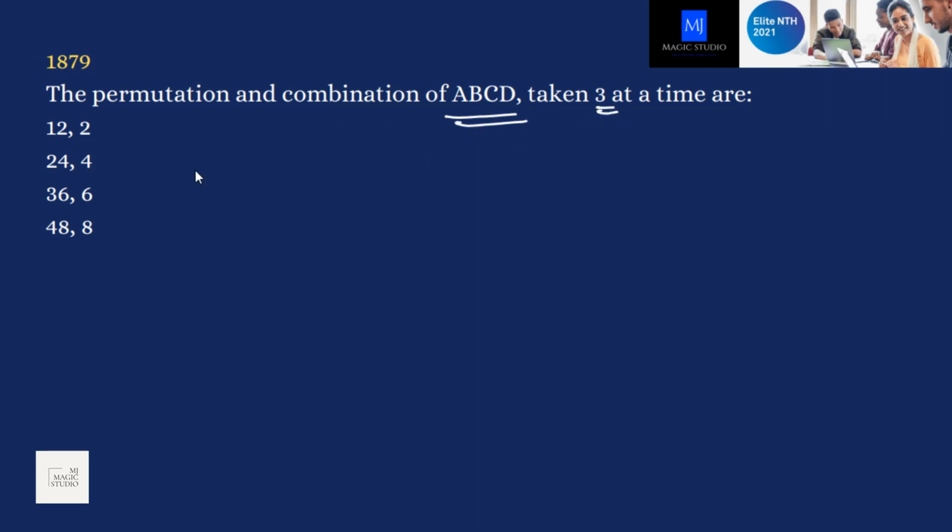The permutation and combination of ABCD taken 3 at a time. Simple permutation means 4P3, that would be equal to factorial 4, that is 24, and combination would be 4C3, that is equal to 4. So the answers would be 24, 4. The primary knowledge of permutation and combination formulas is needed to solve this question.